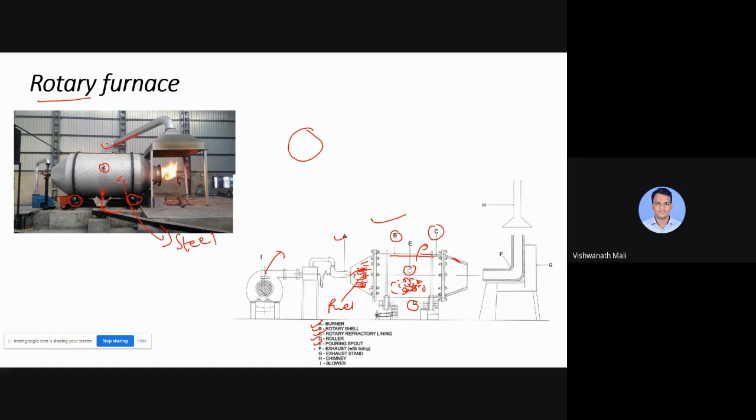Then we have the exhaust stand. This is the exhaust stand, and this is the exhaust way for whatever exhaust gases are there. Here you can see exhaust gases are generated. Those exhaust gases will be collected through the chimney and sent out. H is the chimney part, and I part is the blower, which is used to blow this heat. So this is the construction and working of this cupola furnace, sorry, rotary furnace. Now we will see the video of this so that you can understand how it actually works.